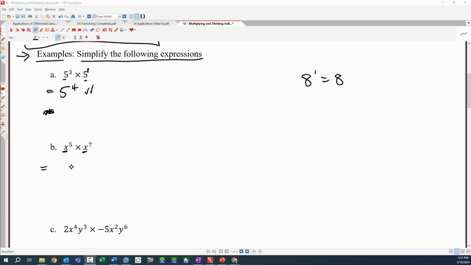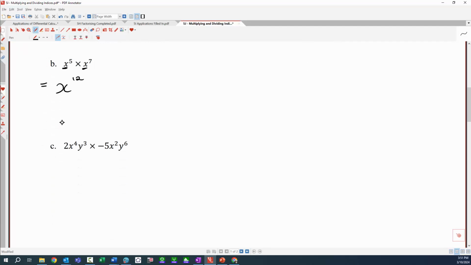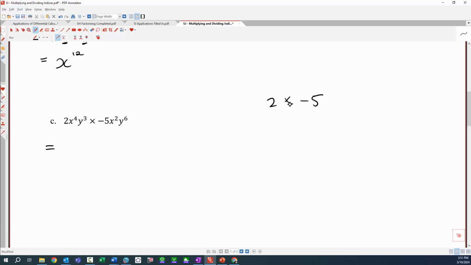Now that we've identified that, we write down our base, which is x, and then we simply add the powers together. So 5 plus 7 is 12, so that's going to be x to the 12. The third example looks a little bit nasty, but let's just take it a little bit at a time. This one has some indices being multiplied, but also these numbers out the front. We can treat them like we would if you're asked, what is 2 times negative 5? We've got a positive number times a negative number, so that's going to be negative. 2 times 5 is equal to 10.